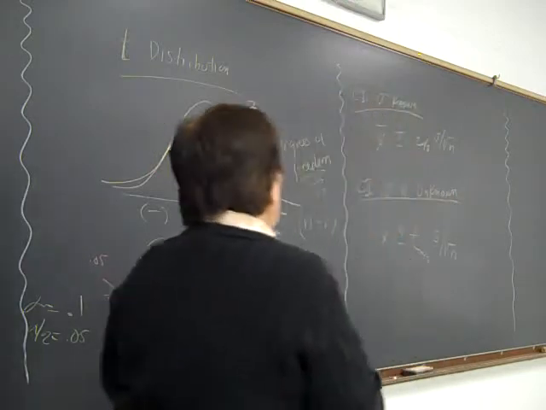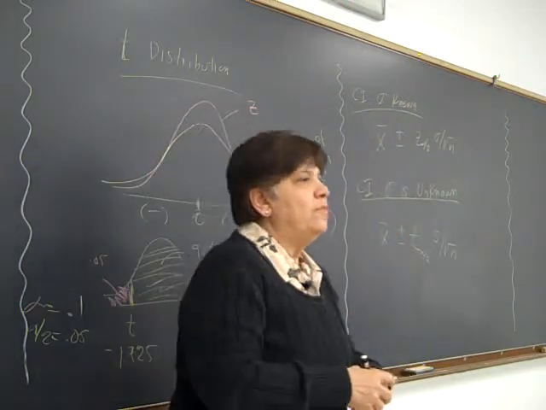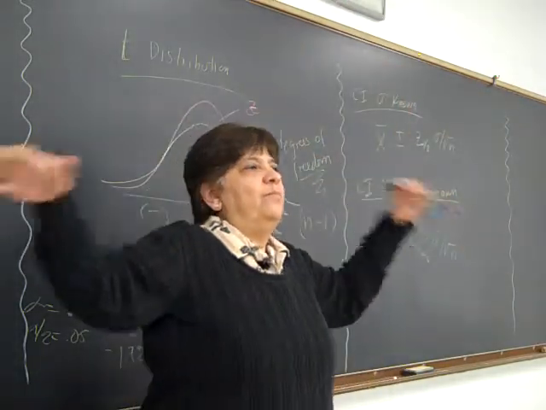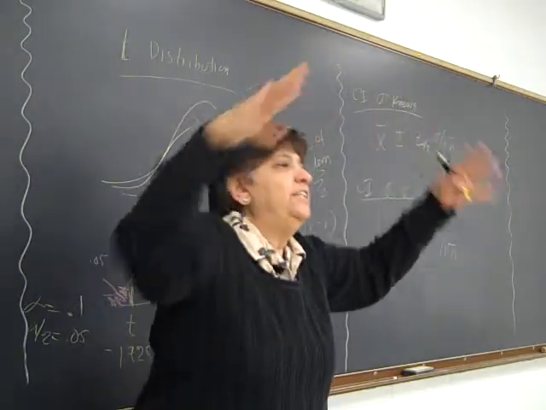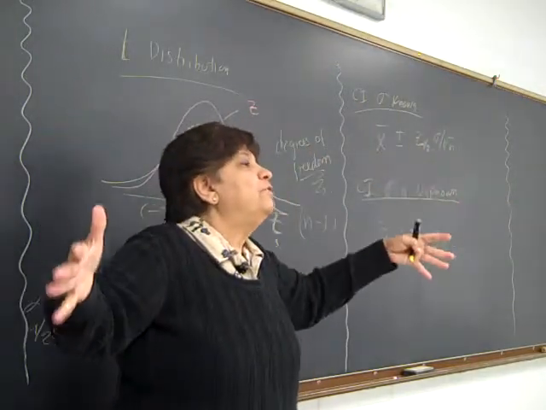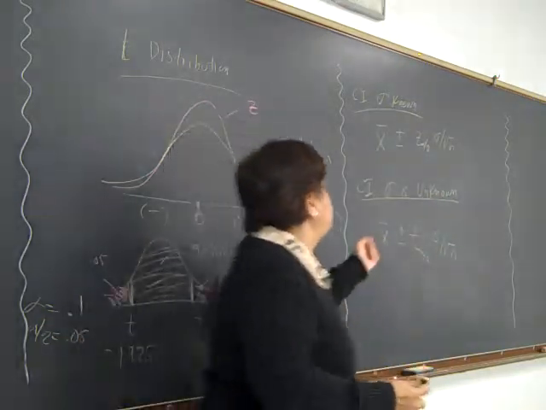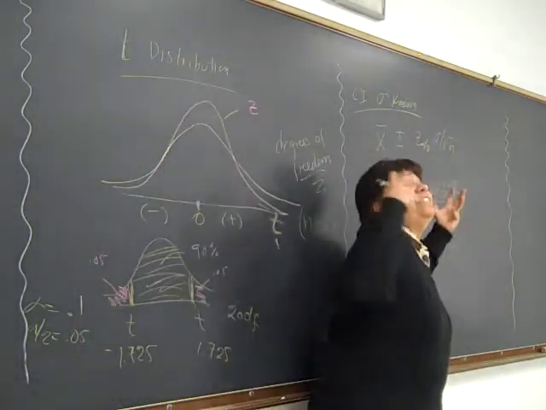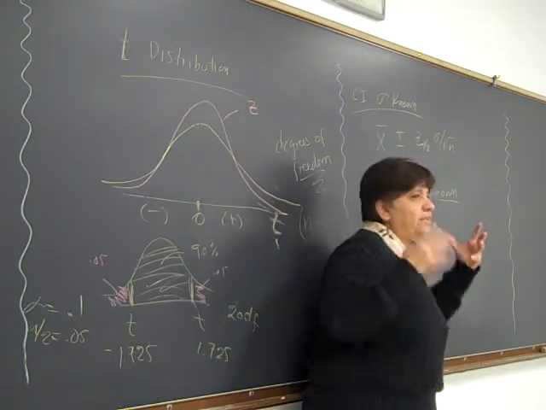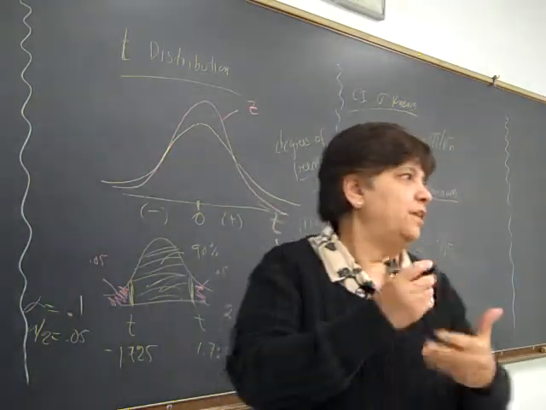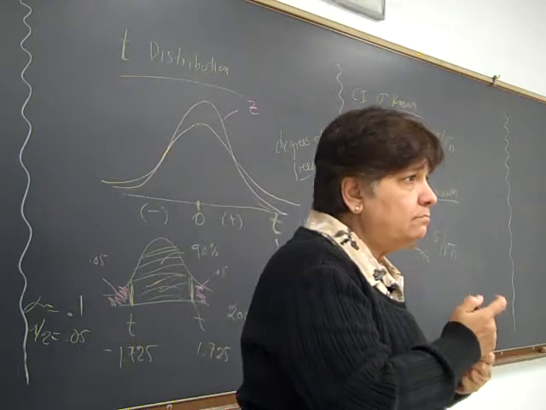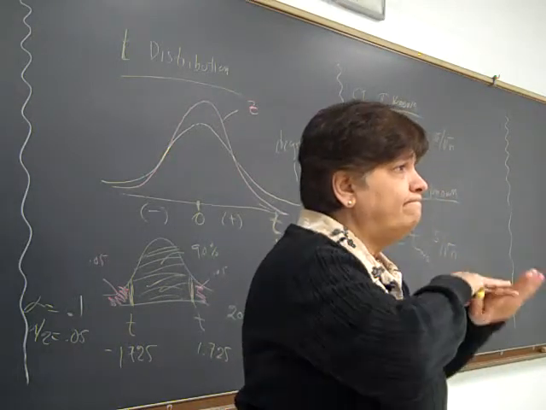And why do we have to use t? Because remember, it's a more conservative, fatter distribution, and it's going to give us a wider interval. And we have to have a wider interval because we are estimating the real standard deviation of the population using the standard deviation of the sample. That's it.